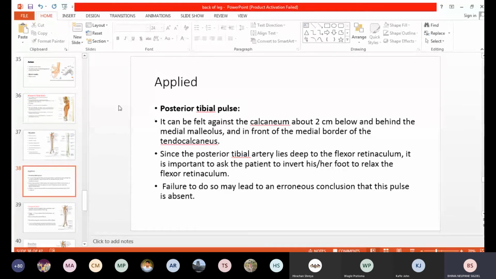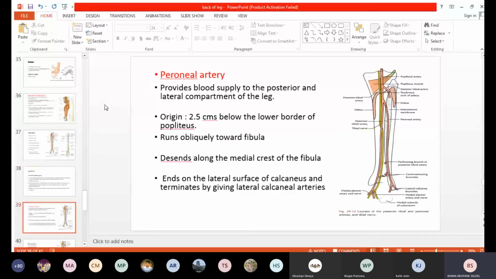So pulsation of this artery you can feel in that stage. Okay. So now the peroneal artery. The peroneal artery is the artery for the lateral compartment. That is the largest branch from the posterior tibial artery, originating about 2.5 centimeters below the lower border of the popliteus muscle, and you can see it is running obliquely towards the fibula.